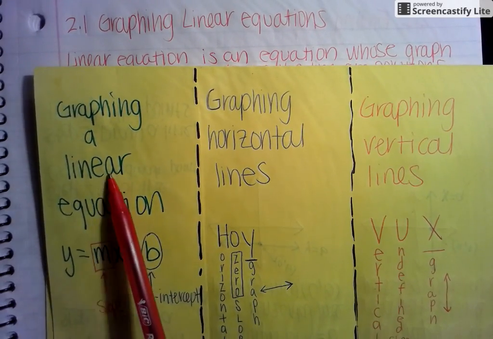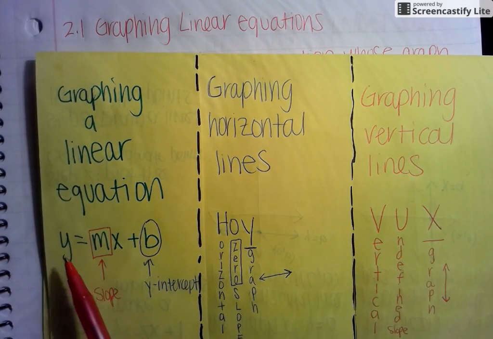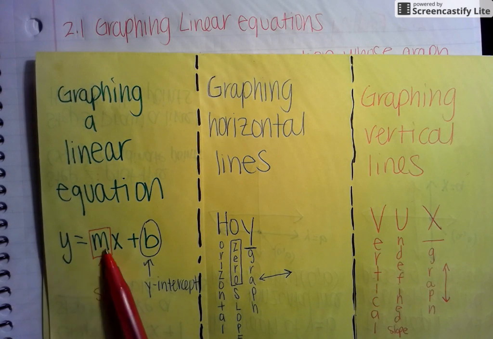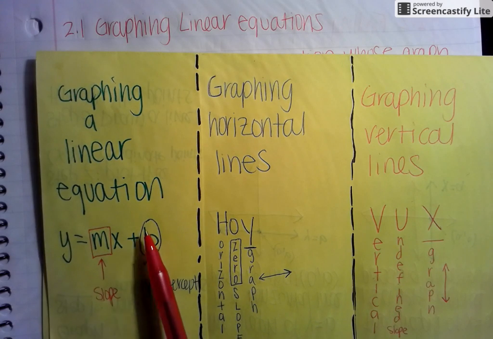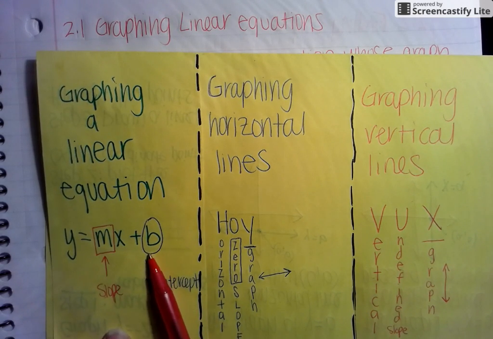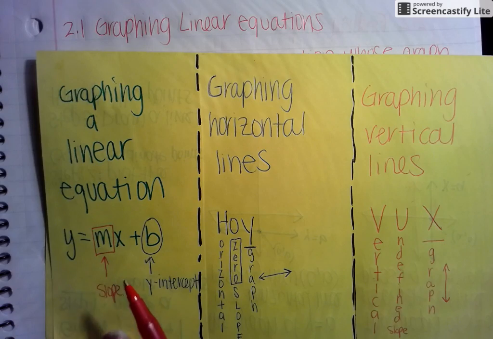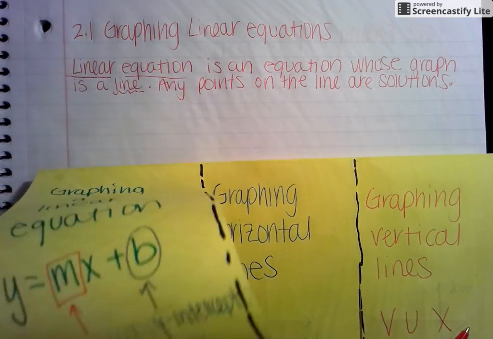The only way you can graph a linear equation is if it is in slope-intercept form, which is y equals mx plus b. The m stands for the slope, and the b stands for the y-intercept. We'll go over more of that later in this chapter, but that is the form you will see when you have to graph a linear equation. Now we're going to talk about that one first.